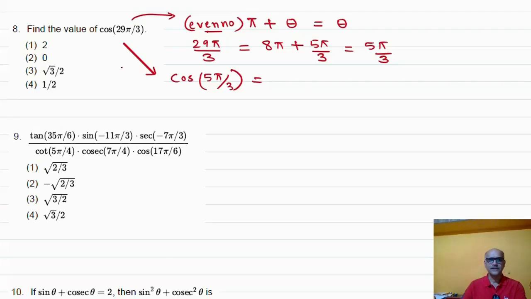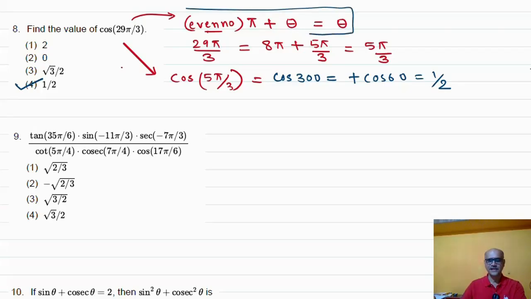So 5 pi by 3 you can convert to degrees. Pi by 3 is 60, 60 into 5 is 300. So this is cos 300. It comes in the fourth quadrant, plus, 360 minus 60. So plus cos 60. Cos 60 is 1 by 2. So option 4 is our answer, that is 1 by 2 is our answer. Clear? So same hint here, what I have told, now this hint you can use in the next problem also.